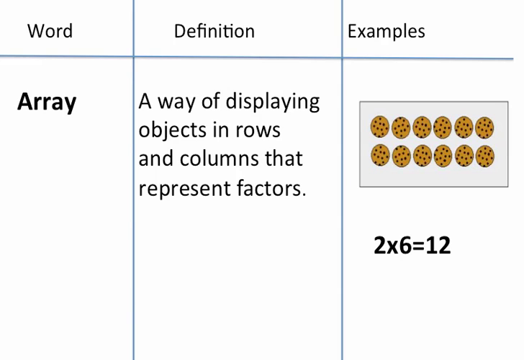Array. Array is a way of displaying objects in rows and columns that represent factors. So here in the example, we have the factors 2 and 6. 2 times 6 equals 12. What we did is we put them in columns of 2 or rows of 6. So right now we have 2 rows of 6. 2 times 6.